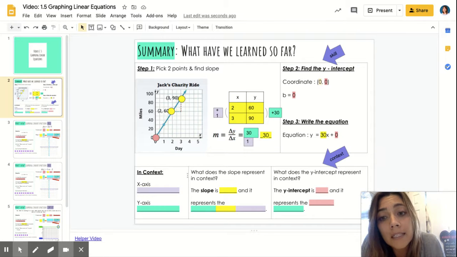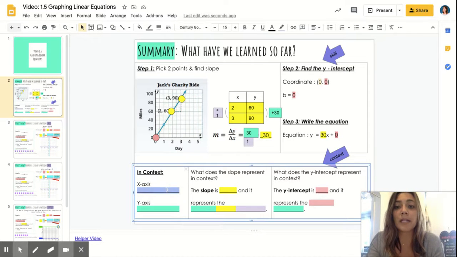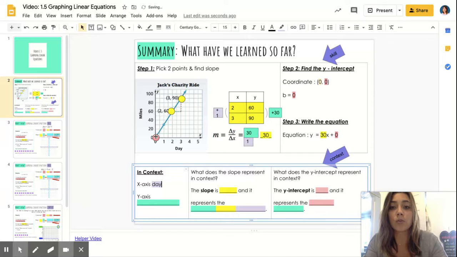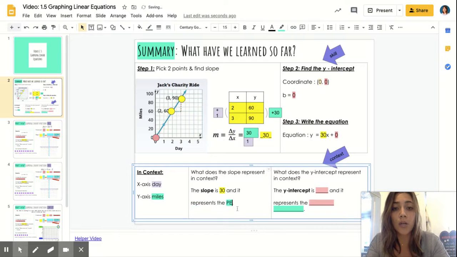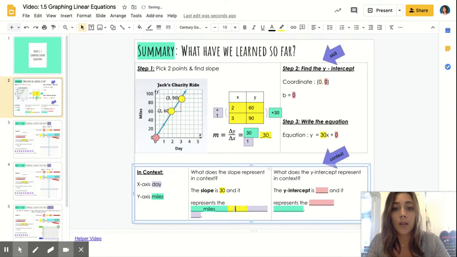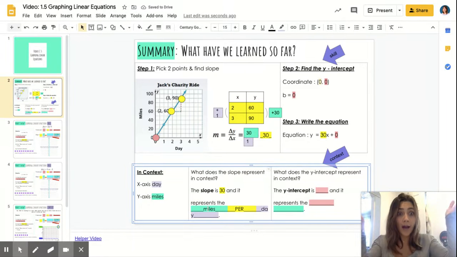Now, in context, remember I need to focus on what my axis represents. So my x is days, and my y is miles. So the slope was 30, and it represents the y goes first, so miles, our keyword is per, and then our x. So same order, y per x.